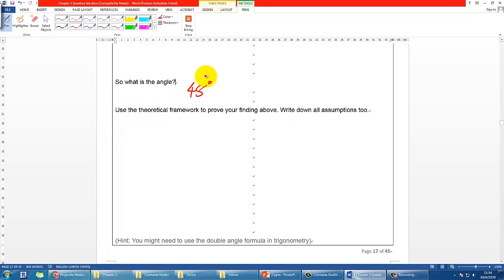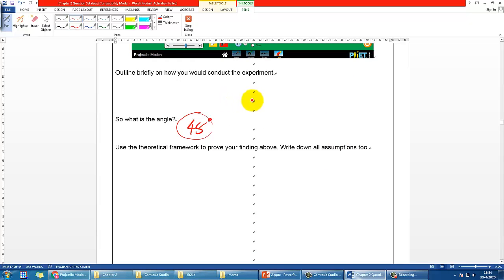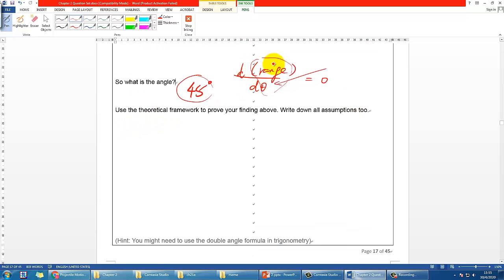In order to prove 45 is the so-called best angle for launching for the longest range, you need to find that dR/dθ is 0. If you learned differentiation, you know when you have a rate of change of zero, that is a turning point, so at a certain angle this must be either a maximum or a minimum. So firstly we have to find the expression for the range, and then we have to differentiate it with respect to theta. So let's try it now.